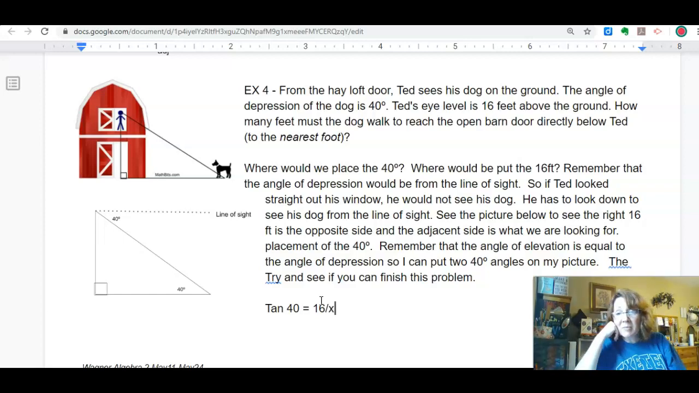Since x is the bottom, you're going to have to use the switcheroo for that. So you're going to have to say x equals 16 over the tangent of 40. Okay, and that's how you would do that problem.